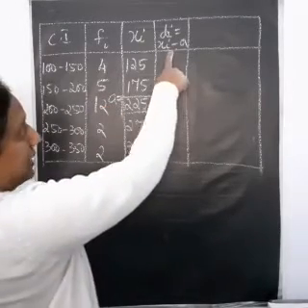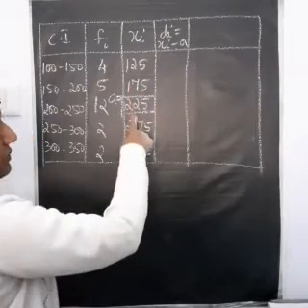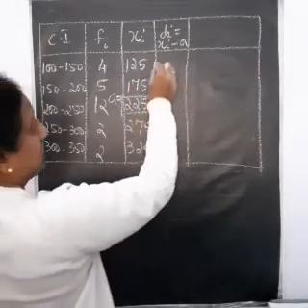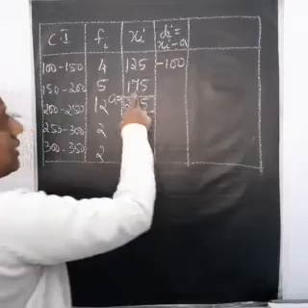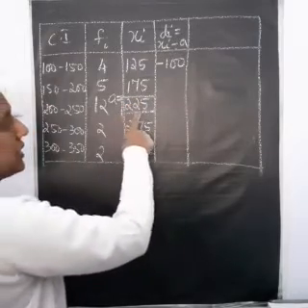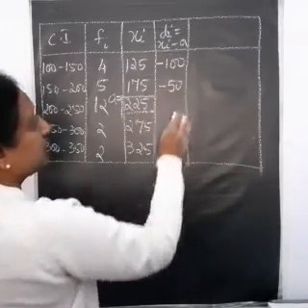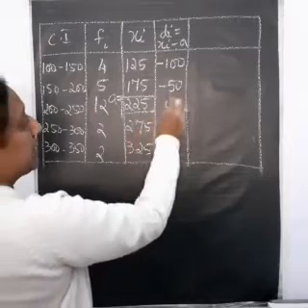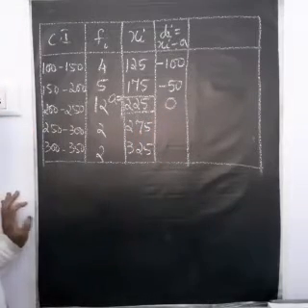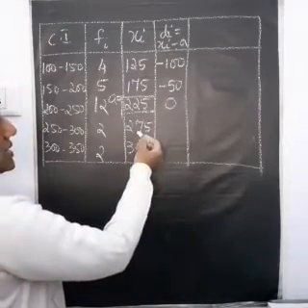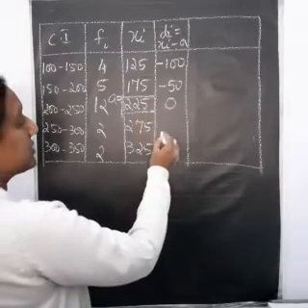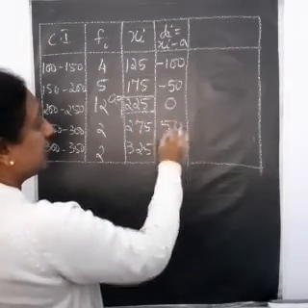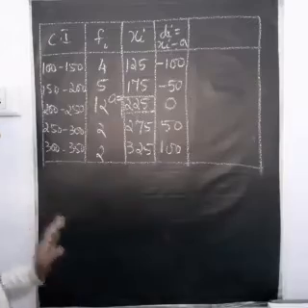Now what is xi minus a? 125 minus 225, that is minus 100. 175 minus 225 is minus 50. 225 minus 225 is 0. 275 minus 225 is 50. Okay, now we have got this.